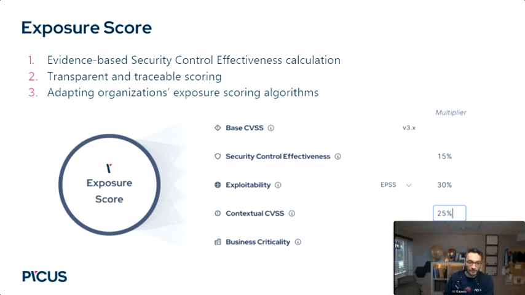Got it. Then there's the contextual CVSS, where your environmental factors, your infrastructure, network accessibility, privilege requirements, user requirements, and things like that come in. And then I think the most important piece here is the business critical factor, ensuring that you're not just thinking technically.